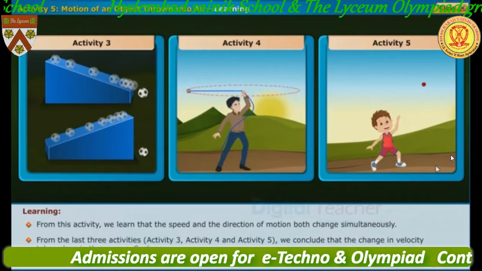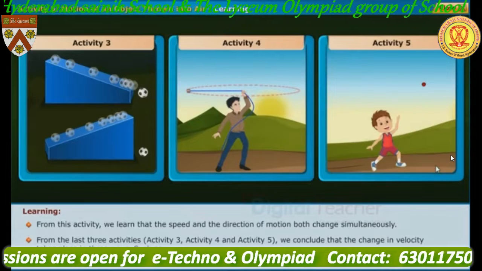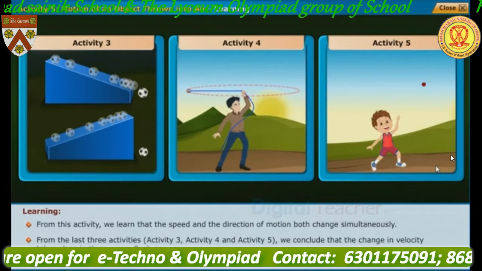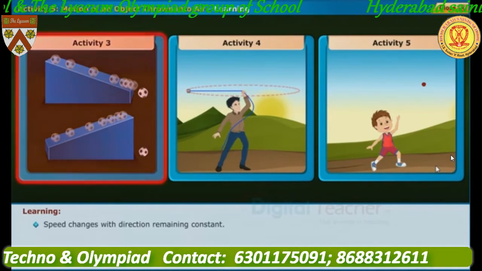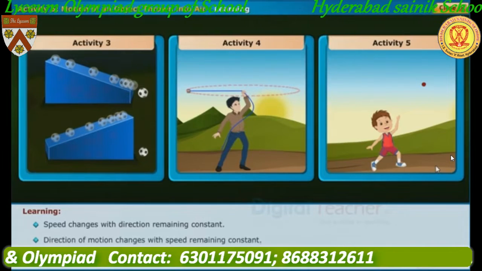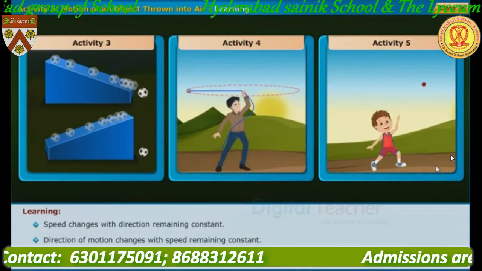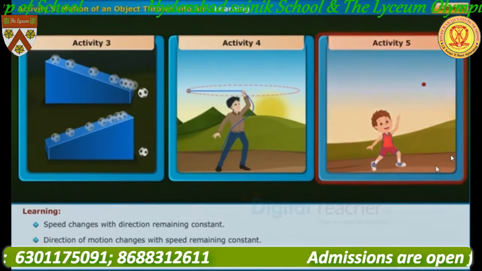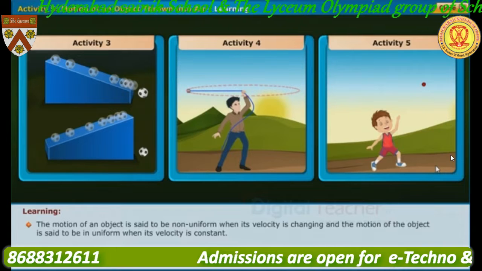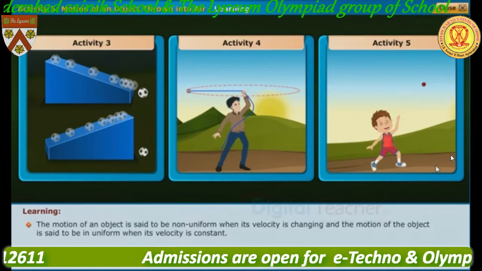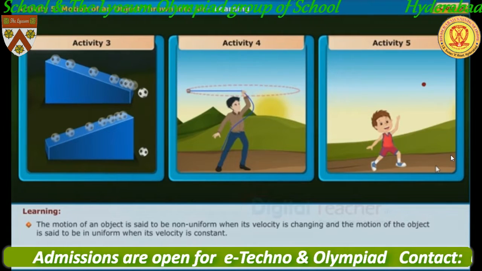From the last three activities, Activity 3, Activity 4 and Activity 5, we conclude that the change in velocity takes place in three ways: speed changes with direction remaining constant, direction of motion changes with speed remaining constant, and both direction and speed change simultaneously. The motion of an object is said to be non-uniform when its velocity is changing, and the motion of the object is said to be uniform when its velocity is constant.